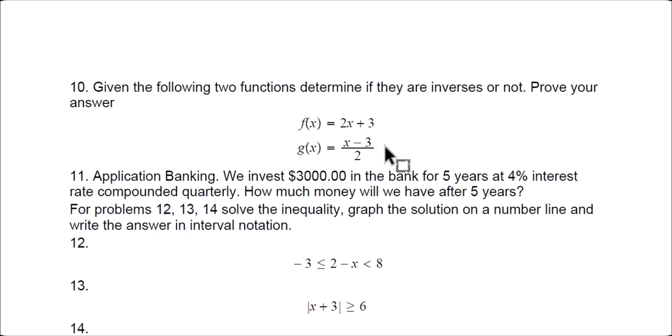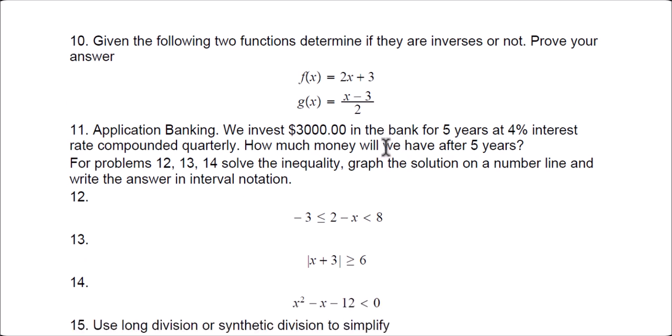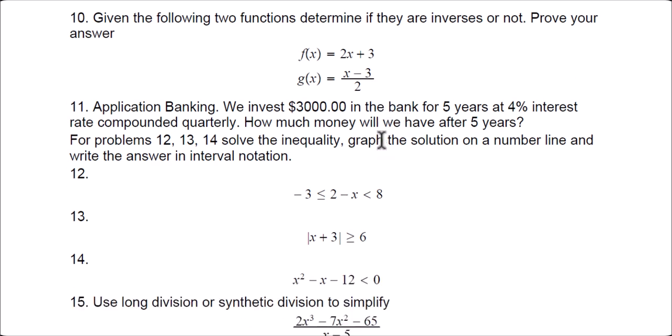In question 11, we have a banking problem. We have some money being invested quarterly, and it's going to stay in the bank for 5 years. So this is one formula you do need to memorize. In questions 12, 13, and 14, we have inequalities to solve. Normal inequality, an absolute value one, and a quadratic one in 14.